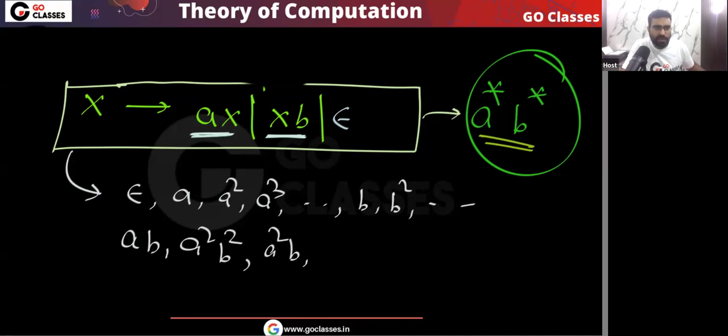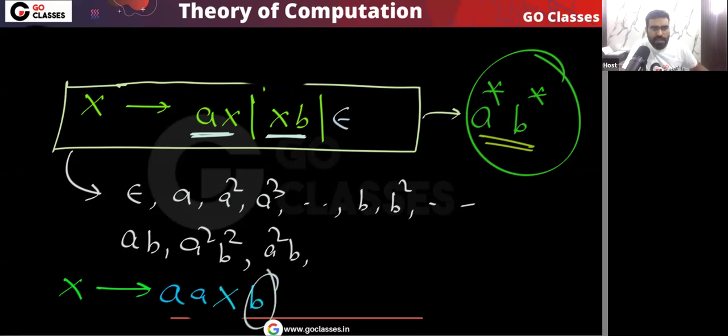Remember, when I replace this x with ax, then a will be in the starting and then there will be x. Now notice, if I replace this x with ax, then again first a will come, then x will come. Now if I replace this x with xb, you notice that this b is coming at the end. So after a, b is coming.